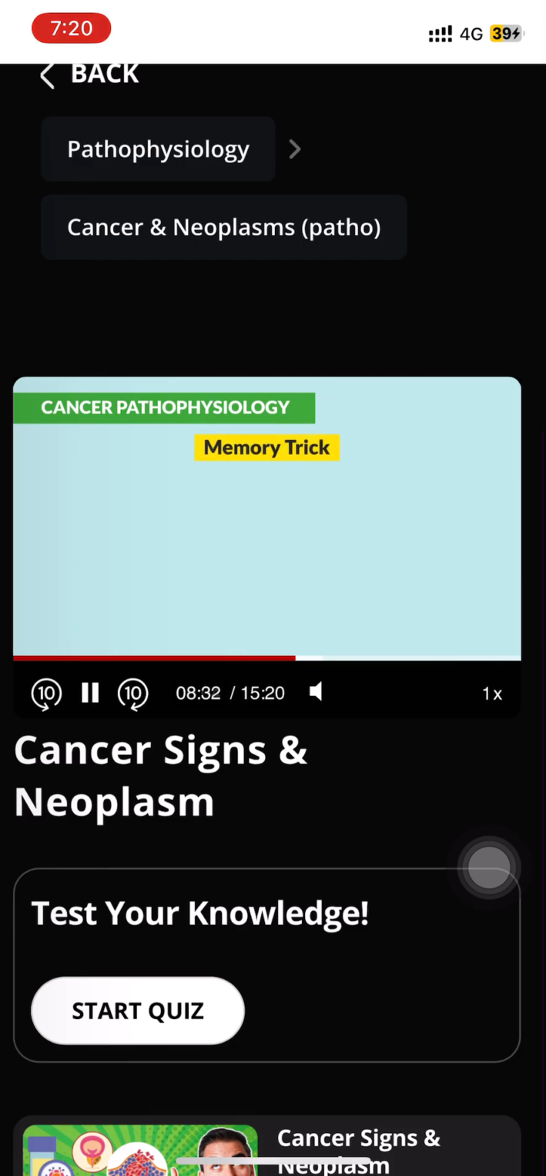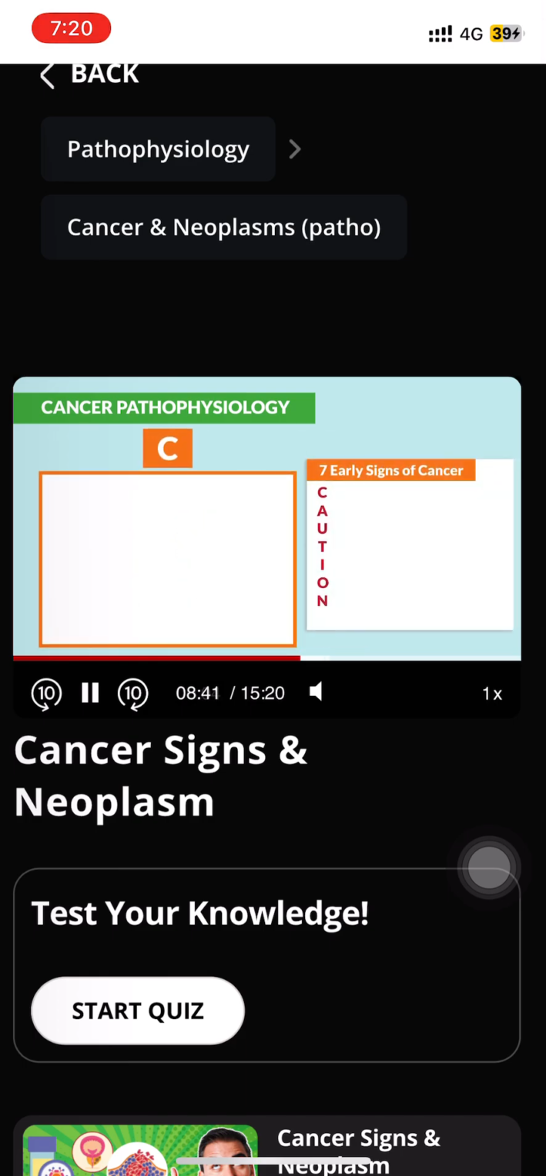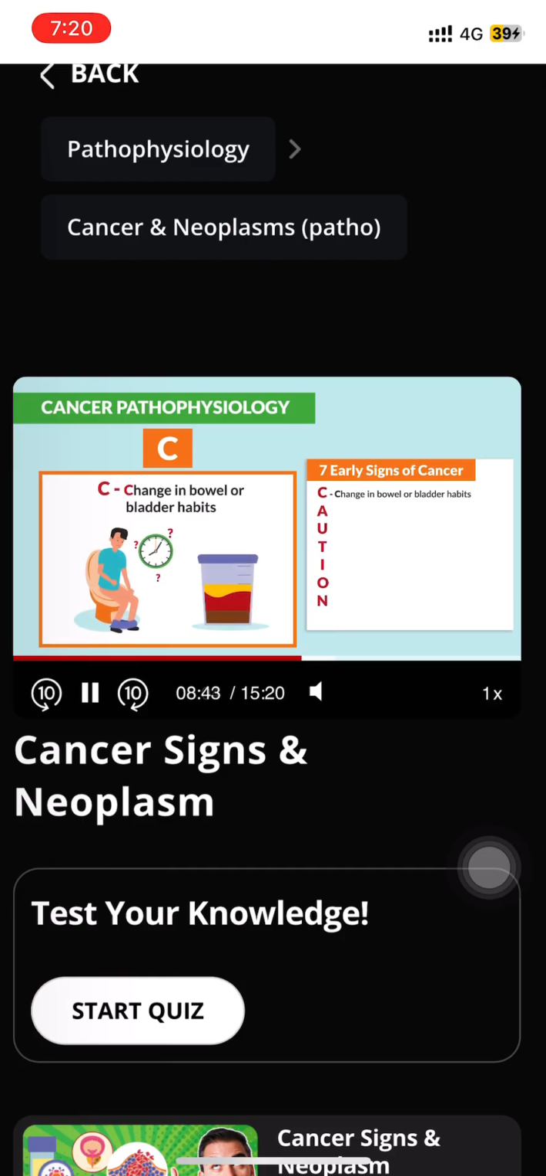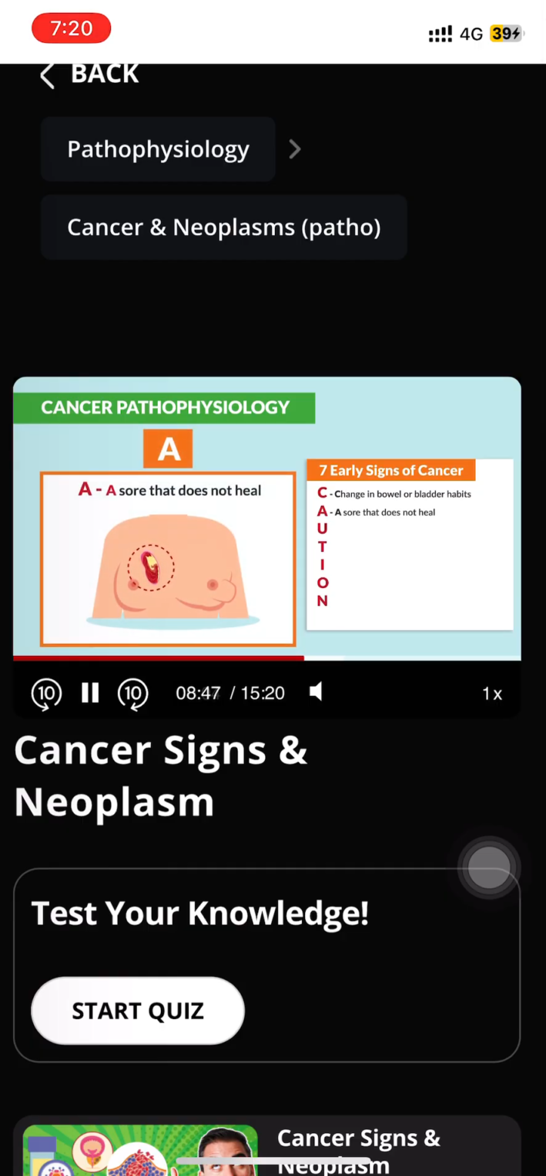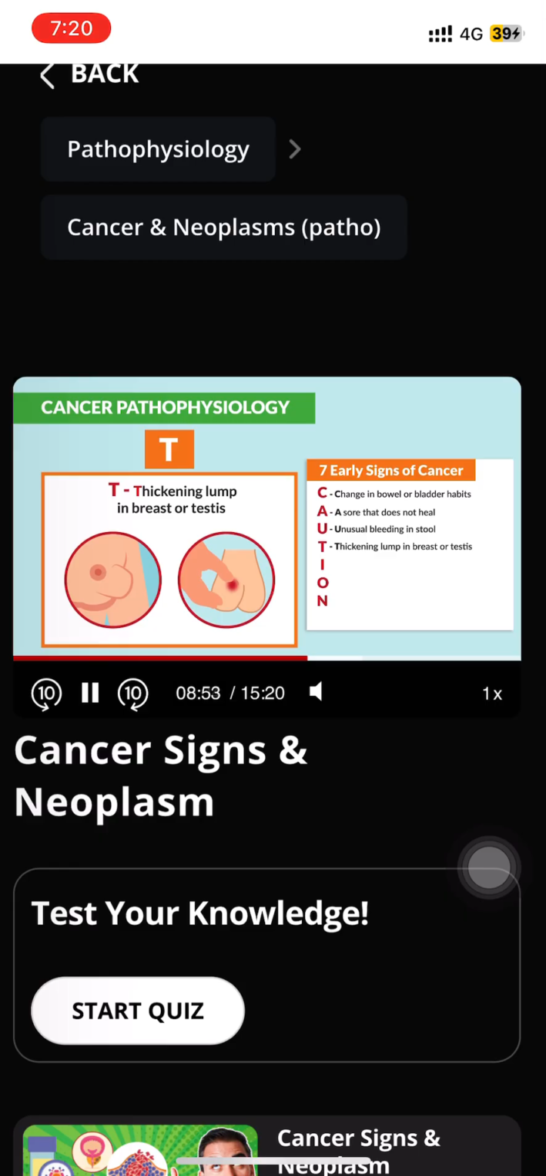Okay, now for the memory trick. To make this super simple, we have the acronym CAUTION for the 7 early signs of cancer. So please be sure to write this down. C stands for a change in bowel or bladder habits. A is for a sore that does not heal. U is for unusual bleeding in the stool. T is for a thickened lump in the breast or even testes.